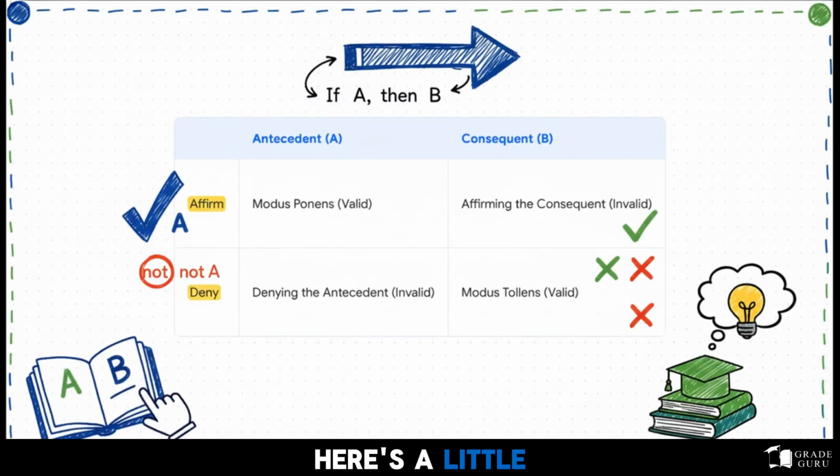Here's a little cheat sheet to help you remember. For any if A then B argument, we call A the antecedent and B the consequent. Just look at the table. If you affirm the antecedent, that's modus ponens, it's valid. If you deny the consequent, that's modus tollens, it's also valid. But the other two combinations, affirming the consequent or denying the antecedent, invalid, every single time. This little table is going to be your best friend on exam day.